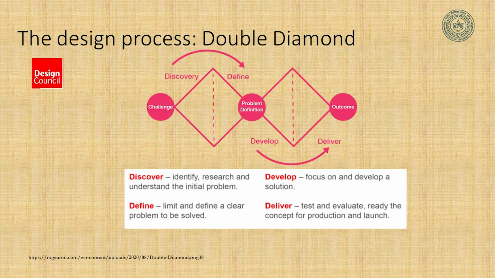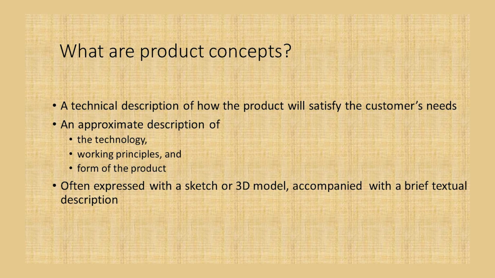So, to recollect, the double diamond design process again has this problem domain and then this solution domain. We are now done with the problem domain. We have learnt about discovery, we have learnt about define, and now we will move on to develop. In develop, we will focus on and develop a solution. So, what are these product concepts?